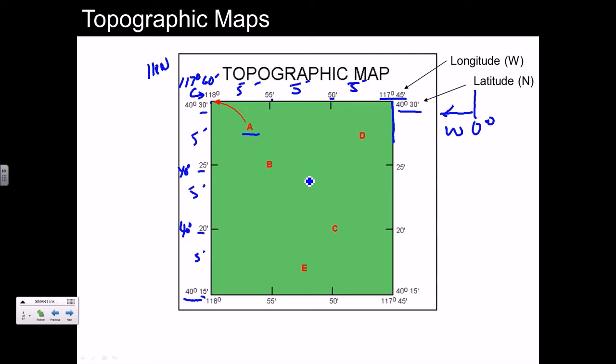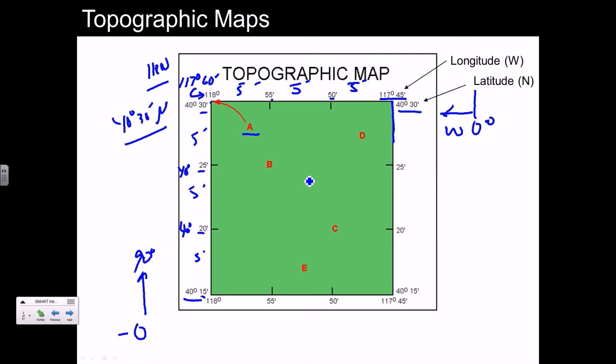We're going to add 15 to that, and we end up with 40 degrees, 30 minutes. And we're going to note that we're going from 40, 30 at the top left corner to 40, 15 at the bottom left corner. So that means the values are increasing from 0 here up to 90. So that means we're heading north, right? So this has got to be labeled with a north.